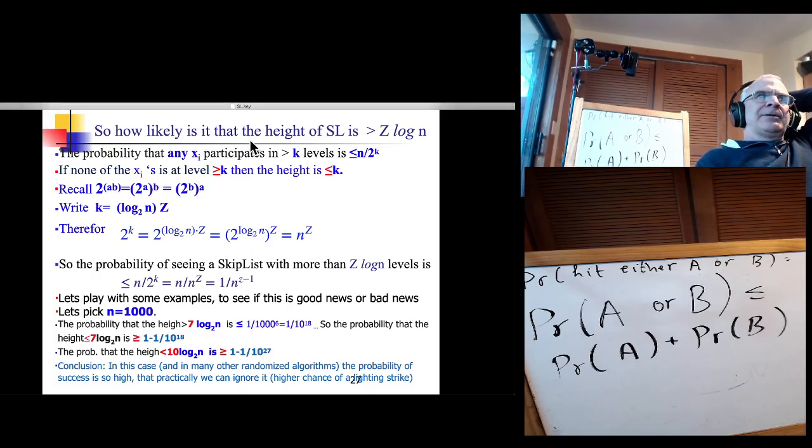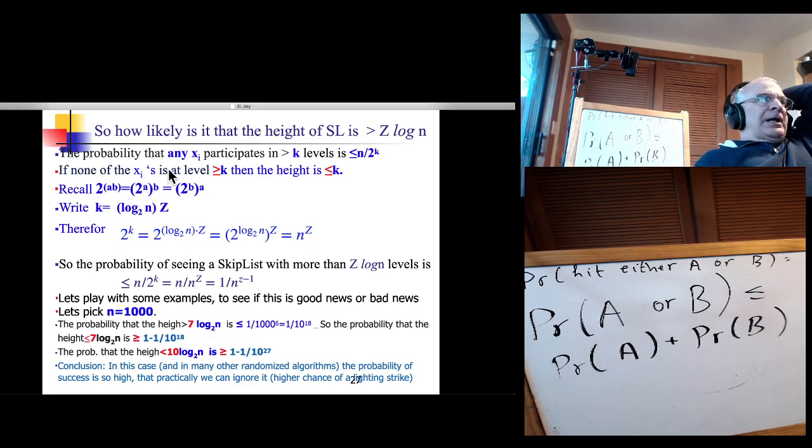One more slide, and we see the light. Simple slide. I started from the following question. What is the probability that the height of the skip list is larger than z times log n? That is 3 times log n, 4 times log n, 5 times log n, and so on. So the probability that there is some xi that participates in more than k levels, that's what we just saw in the previous slide, is smaller or equal to n divided by 2 to the k. That is true for every k.